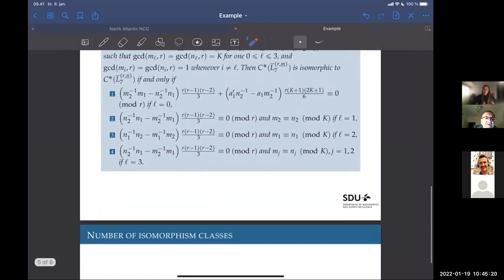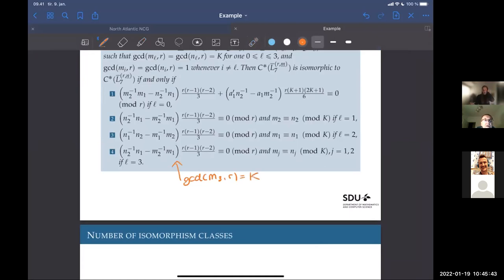Sorry, but why is it that all these M's and N's have indices only one and two? So what happens to three, for instance? It's because in the last one, you have the greatest common divisor of M3 and R equals K.